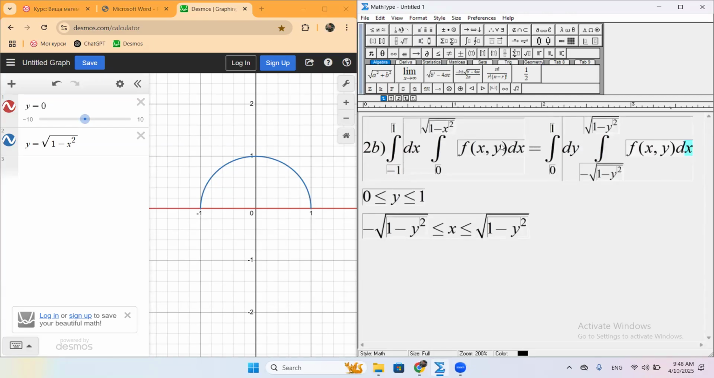By the way, there was a mistake here, so now everything is correct. Any questions about this exercise? Okay, no questions.